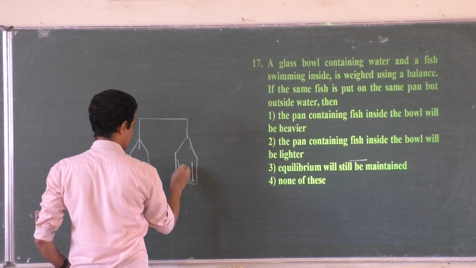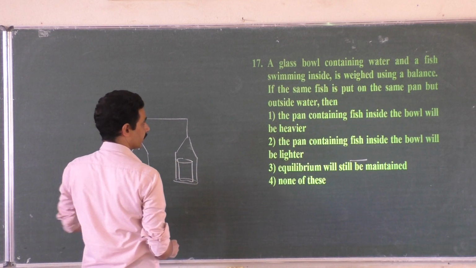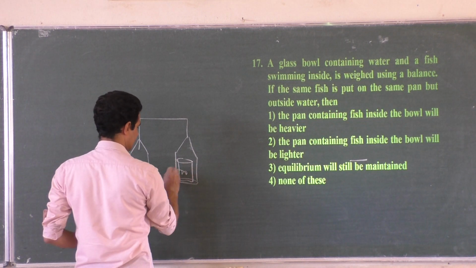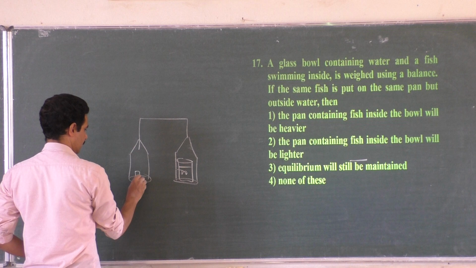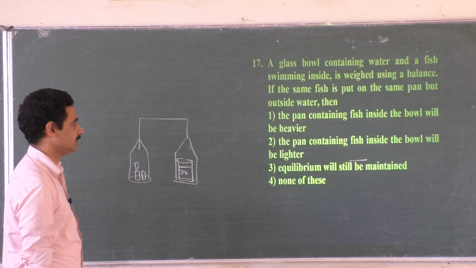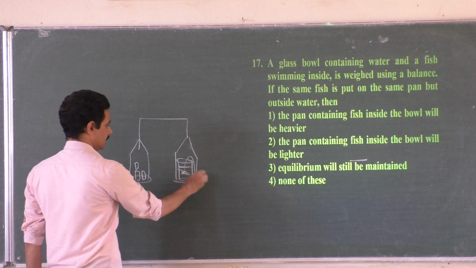This contains a beaker, water, and a fish. A glass bowl containing a beaker and a fish swimming inside is weighed using a balance. Yes, there is a fish and you have to weigh this using a balance. Then if the same fish is put on the same pan but outside the water, so this is removed and put here, then what is the weight?